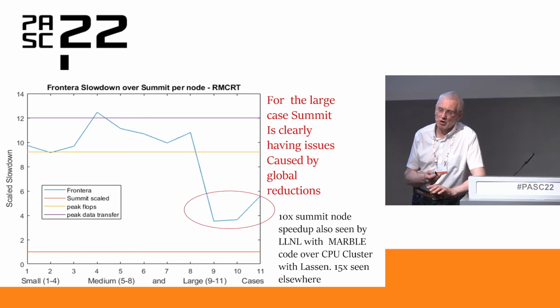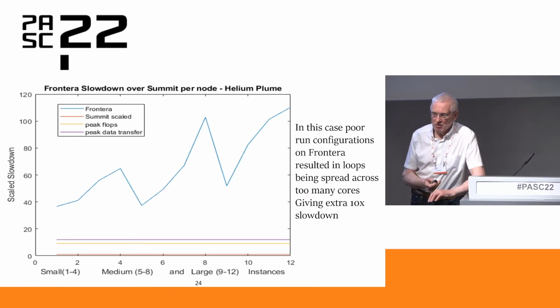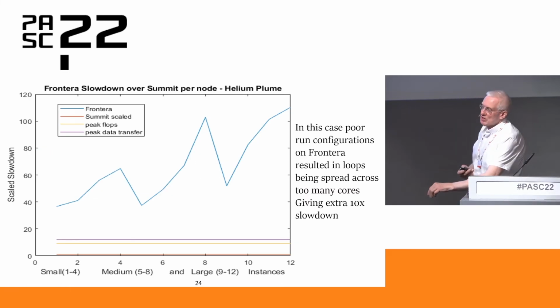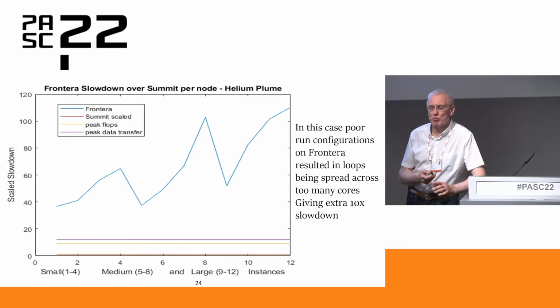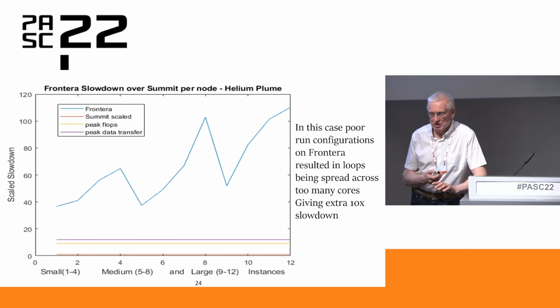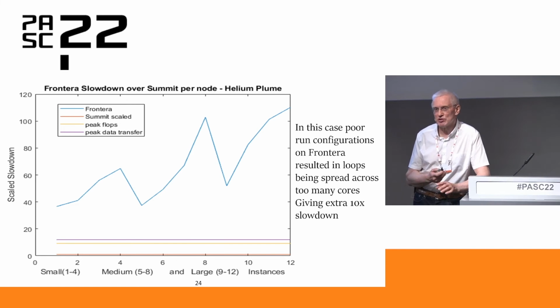So for lots of these codes where you get this single flop per word, these data bus improvements are the things that really count. For the helium plume, things really didn't work out very well on Frontera because we had some poor run configurations, so Frontera was a lot slower than Summit, something between 40 and 100 times slower. But that was because there was a problem in terms of how the Frontera runs were done. As I explained before, we only had chance for 1 or 2 runs before our time ran out.